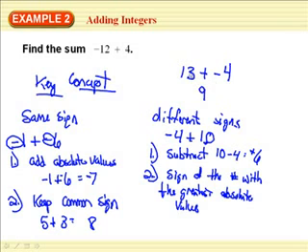And then you say, which one is bigger? Are there more positives or more negatives? There's more positives. So the answer is +9. That's all there is to adding integers. So there's your key concept box.